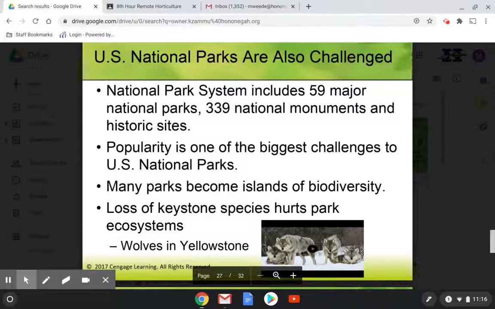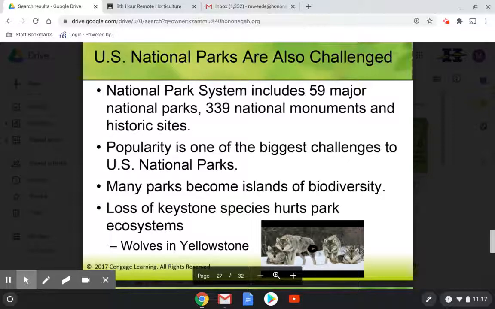So what you're going to see is that U.S. national parks are also being challenged. And so the national park system, which is going to include 59 parks, 339 national monuments, these are popular, but the biggest challenge is popularity. Again, we talked about a lot of people coming in and taking away the natural part of it. They're coming in and bringing their trash. They're bringing in pollution that makes it not as natural.